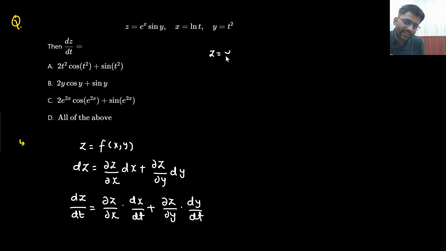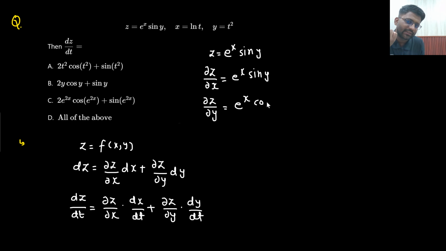What is z? z is nothing but e to the power x sin y. Can I find del z by del x? Absolutely, sir. What would that be? Sir, sin y will be constant, so it will become e to the power x sin y only. Can I find del z by del y? e to the power x will be constant. What will be the differentiation of sin y? That will be cos y. This is one answer.